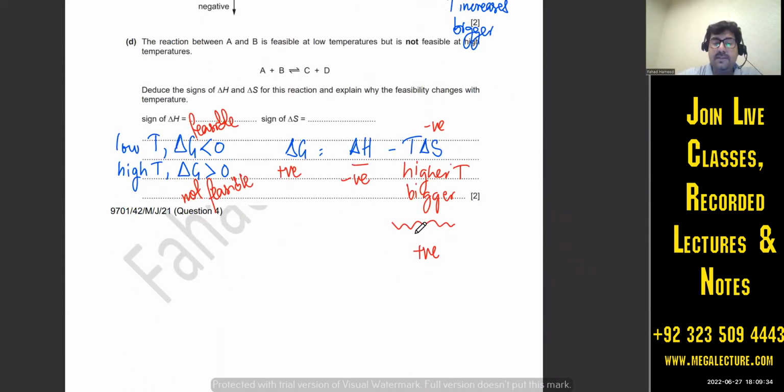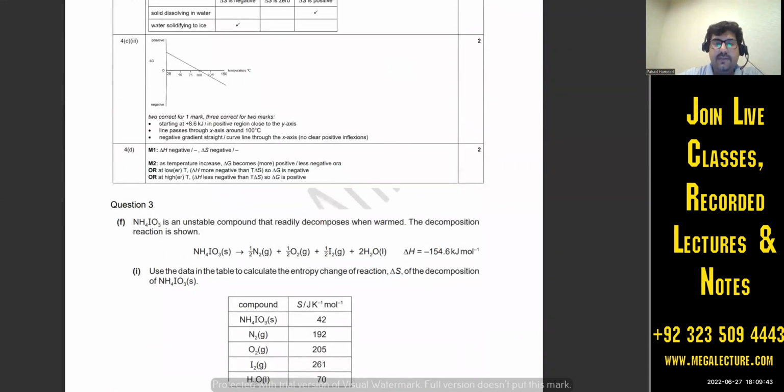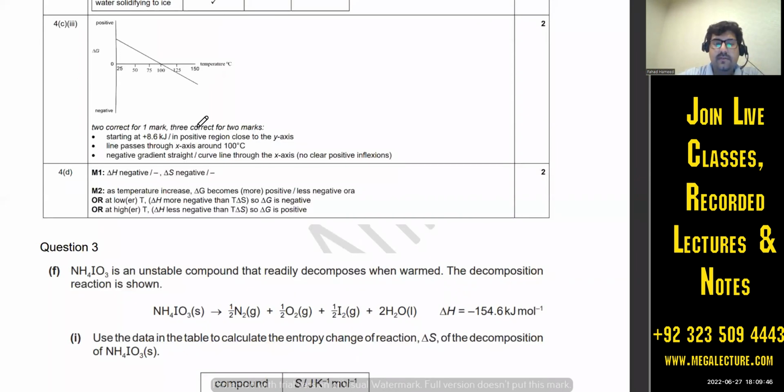So just make sure we did go through the entire table. And the explanation for this is given over here. I mean, both of them are negative. So as temperature increases, delta G becomes more positive. So at lower temperature, delta H is more negative than T delta S. And at higher temperatures, the T delta S becomes more positive because it becomes bigger in size.